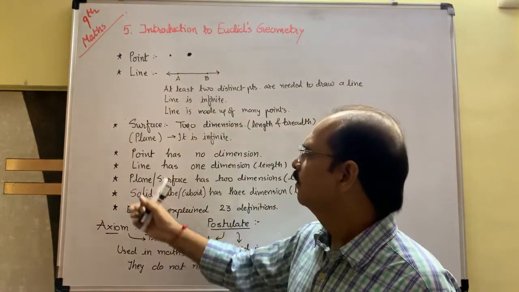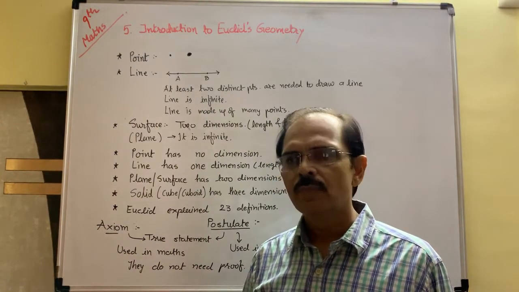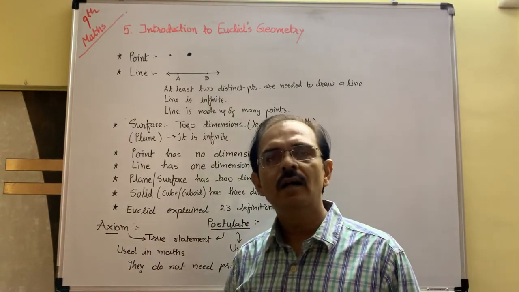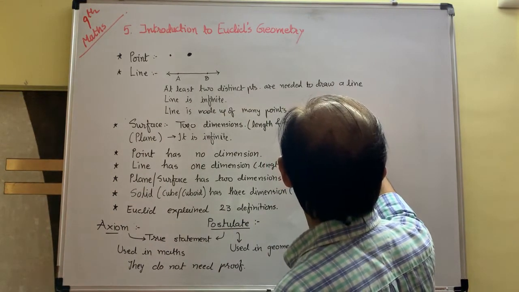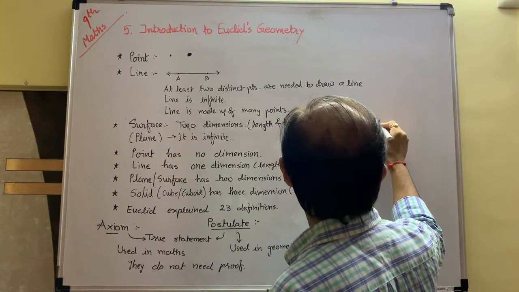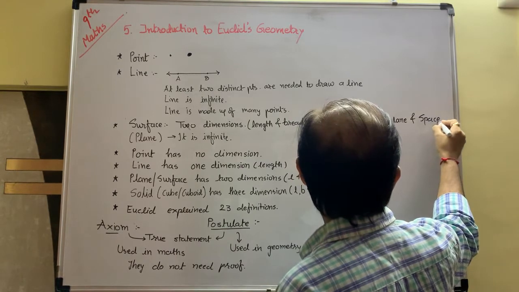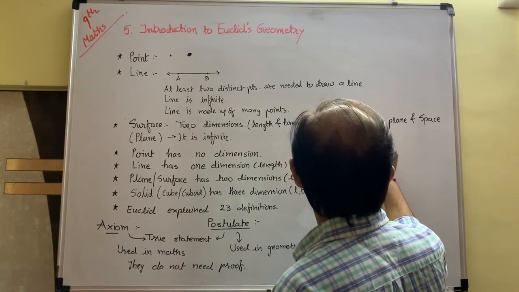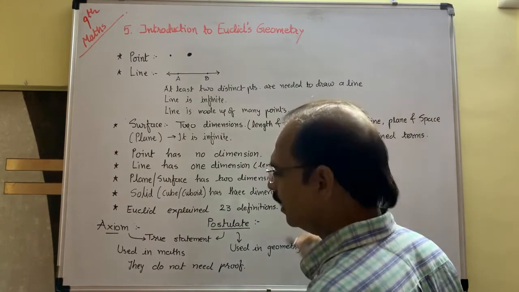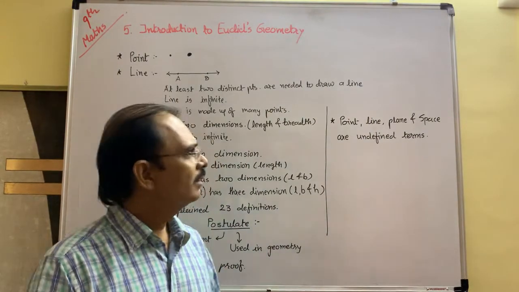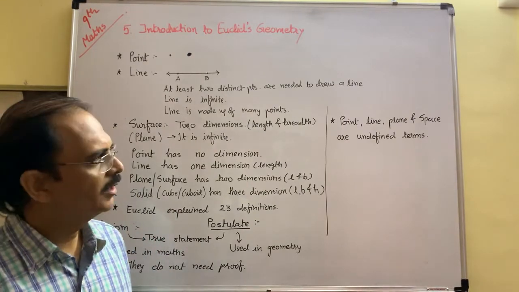For example, suppose someone asks what is called a point, and there is no definition. Point, line, plane, and space are undefined terms. Remember this also. Point, line, plane, and space are undefined terms. Which are undefined terms in geometry? Point, line, plane and space. Okay, 4 terms are undefined terms which are accepted.